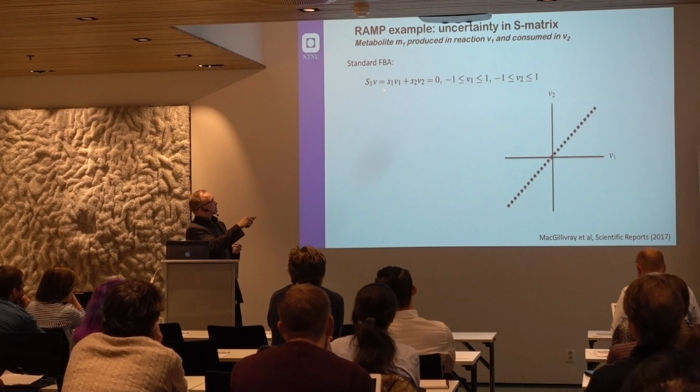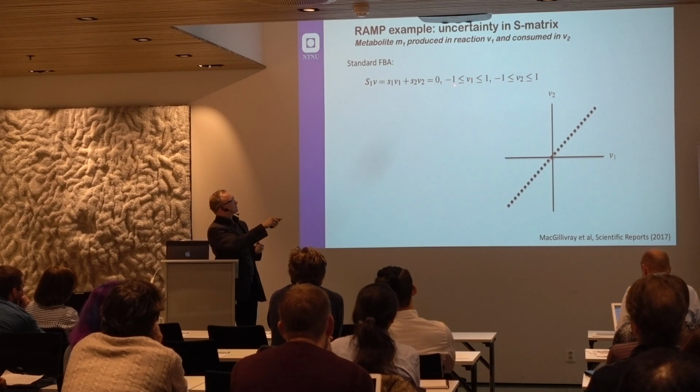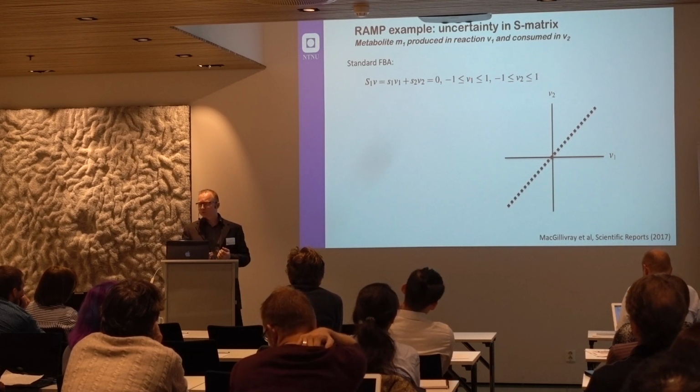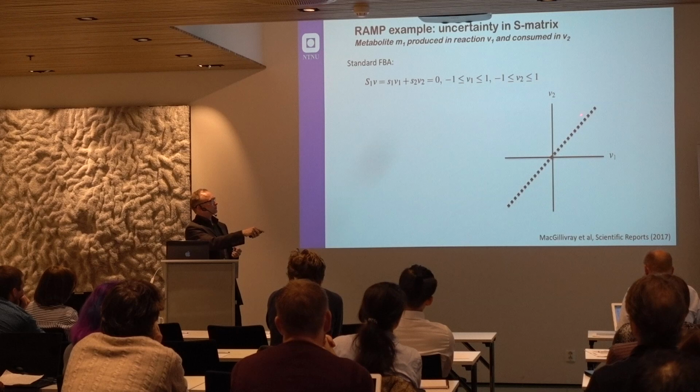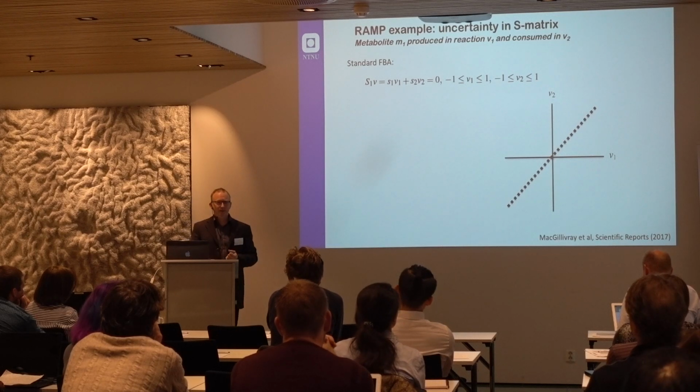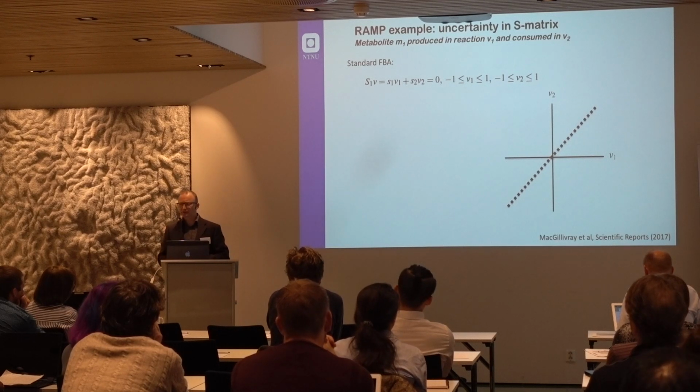Well, for flux balance analysis, this is the definition of the system. The fluxes, we say, are bounded between +1 and -1. And the solution space, the null space, is this dotted line. It goes from -1 to +1. So that is our solution space.